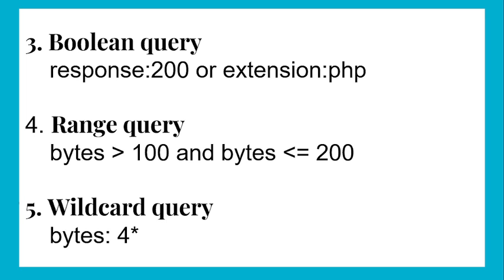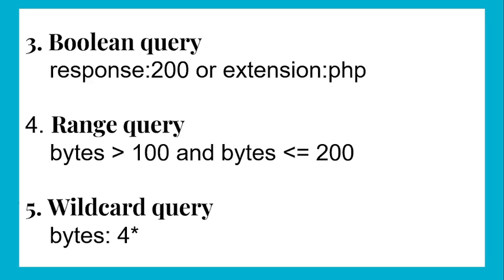The third one is the Boolean query. In a Boolean query, we combine multiple queries to narrow down the results. It will list the documents which contain the particular values according to the condition given. Like here we are saying the response should be 200, or the extension should be PHP.